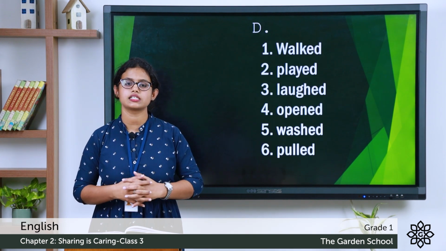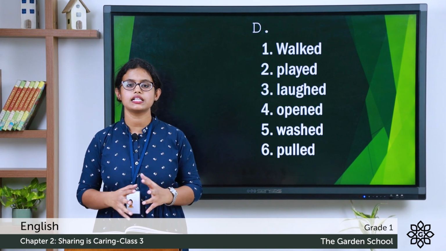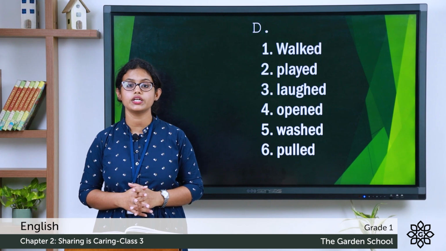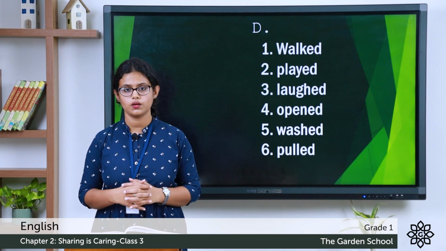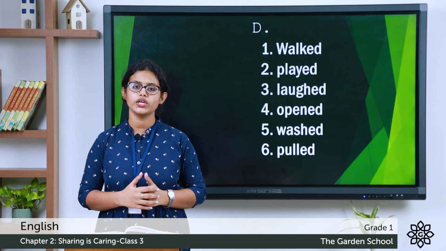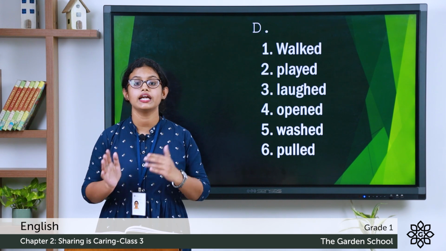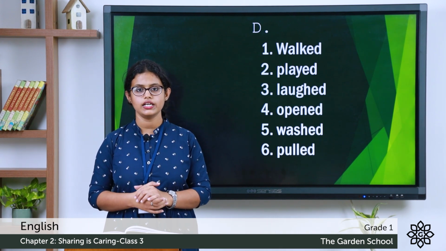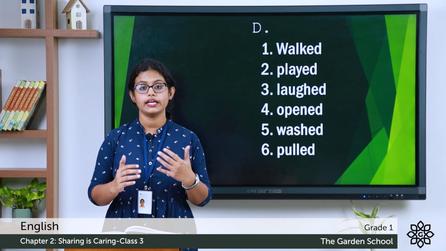This is a listening activity. In this activity, it tells about the little girl Pia. So we learned the story, Sharing is Caring. In that story, we learned about Pia. So here, Pia is going to tell about the activities that she had done yesterday. So what you have to do is, you have to listen carefully. I'm going to read out the activities which Pia did yesterday.